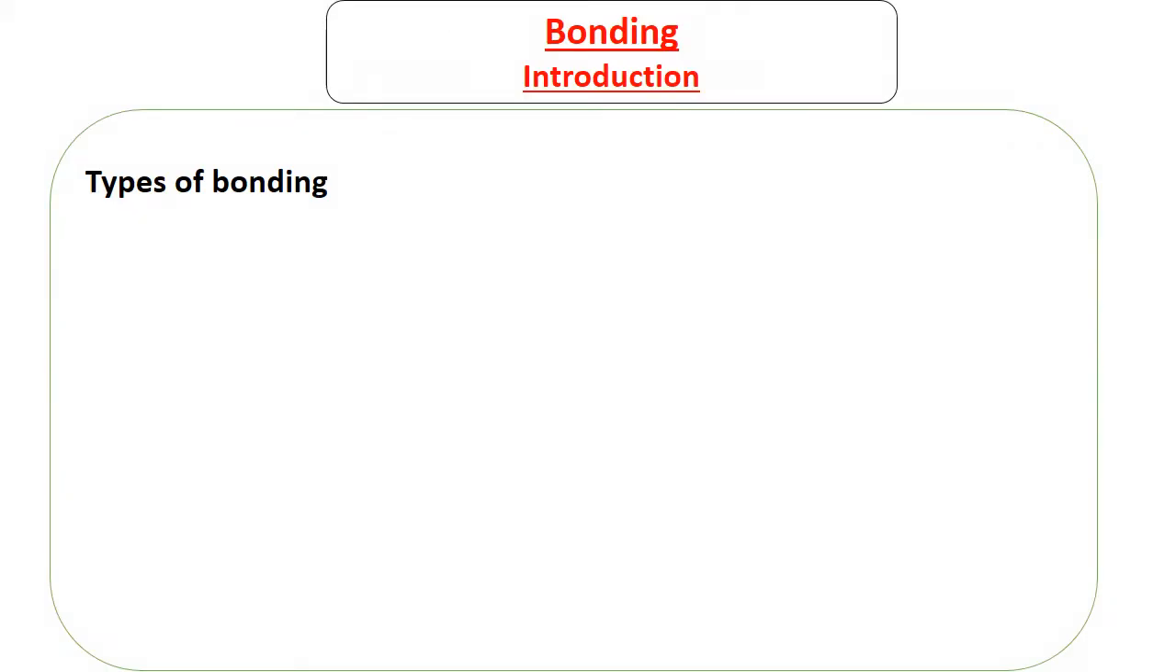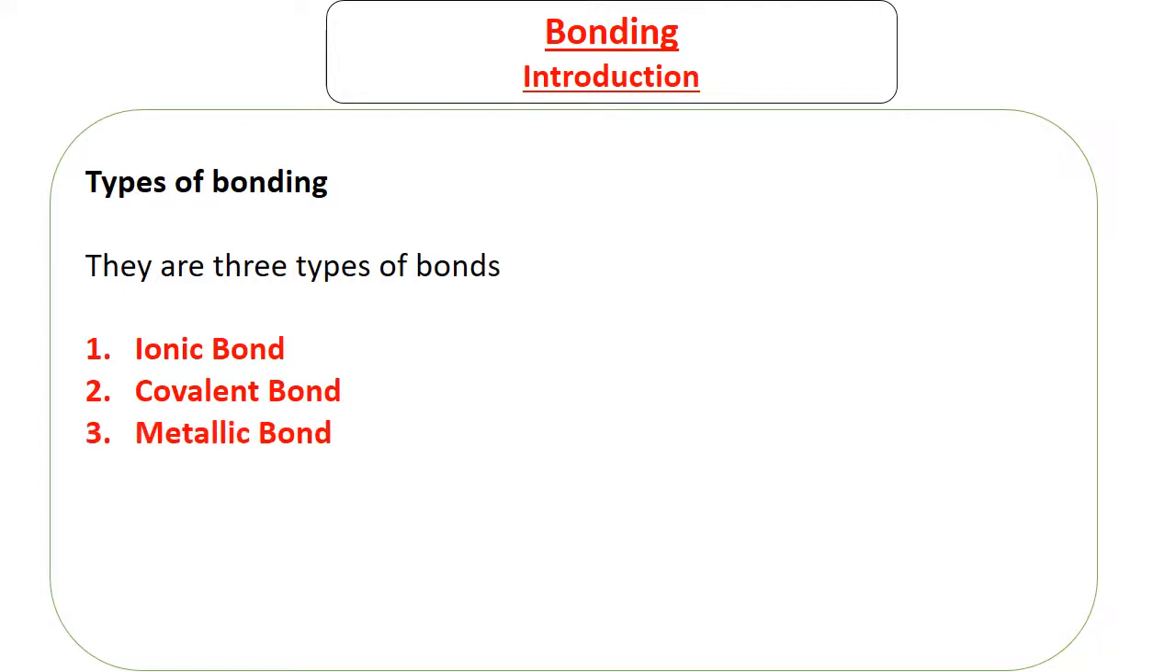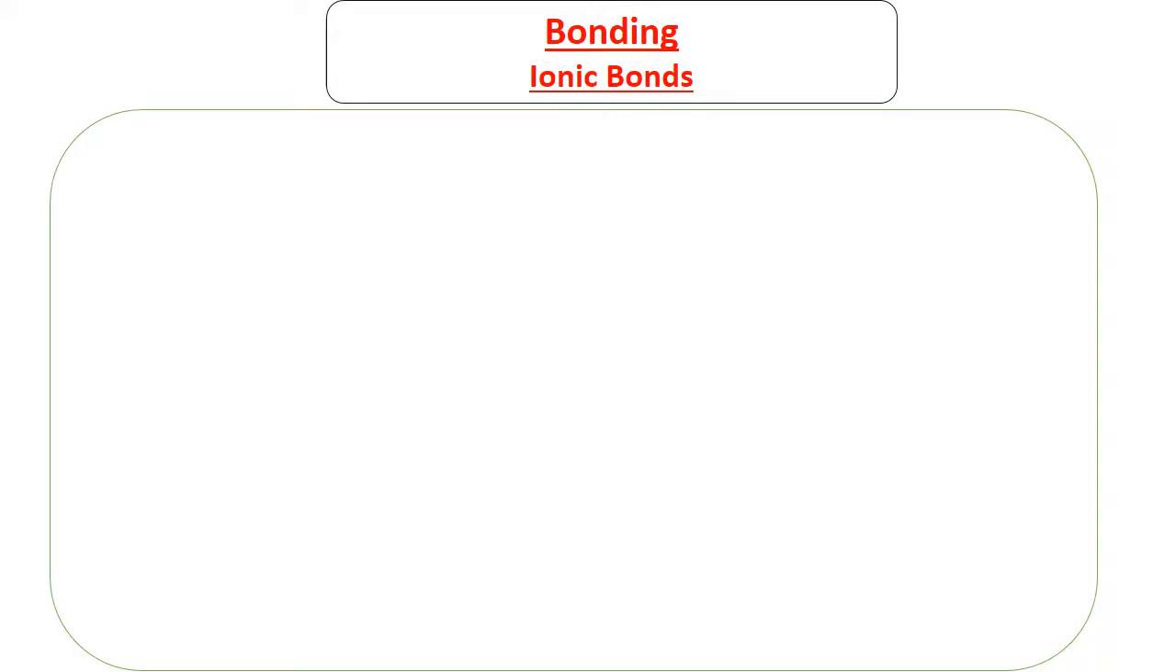So, types of bonds. There are 3 types of bonds that we're going to discuss. The first is ionic bond. The second is covalent bond. The third is metallic bond. So we're going to start with ionic bond.